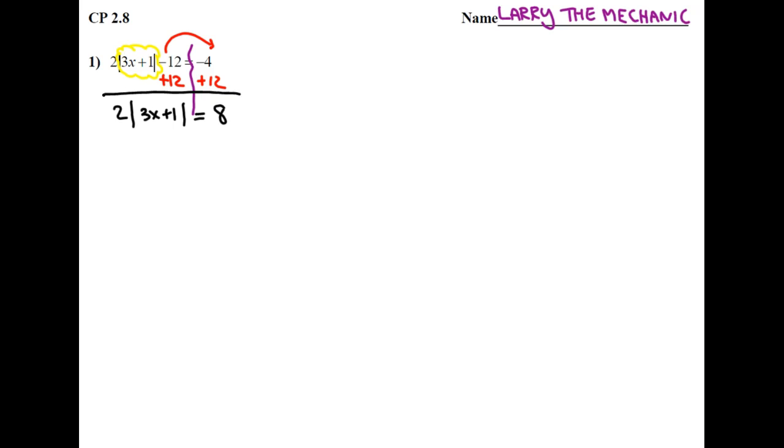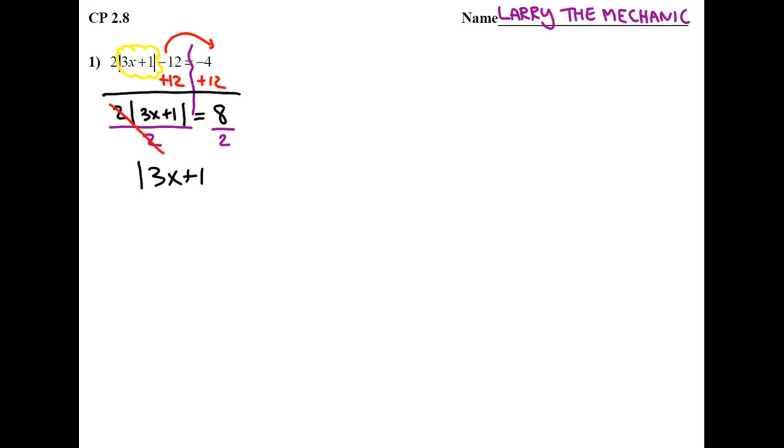And then how do I get rid of that 2? It's being multiplied by the stuff, right? So how do you get rid of times? What undoes times? If somebody's fighting you with times, what are you going to block their fight with? Divide. Good. So we're going to divide by 2. Boom. That gets rid of that, and now we have the absolute value stuff all by itself.